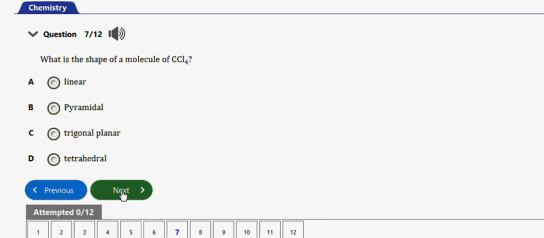The next question says the shape of methane is tetrahedral, option C. Take note of this particular question as well. The next question says in linear molecules the bond angle is 180 degrees, option C. Very important. Take note of this particular question, guys.